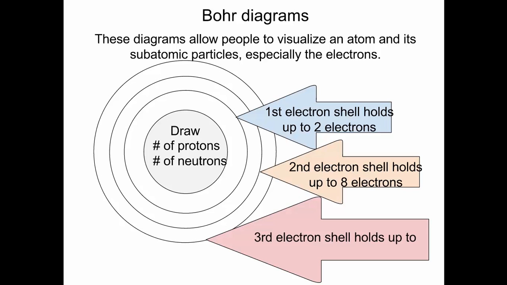This shell holds up to 18 electrons. But getting into these full 18 electrons is more in-depth chemistry than we're going to get to. You would have to get into a high school or college chemistry class. So for our purposes, we're going to say that the third shell holds up to 8 electrons because it becomes way more complicated after those 8 electrons. So for our purposes, the third shell is going to hold 8 electrons.